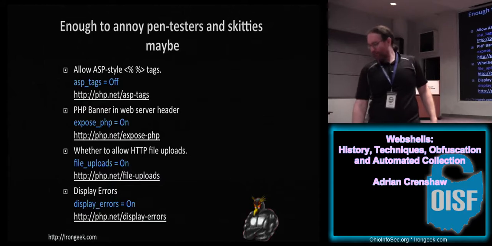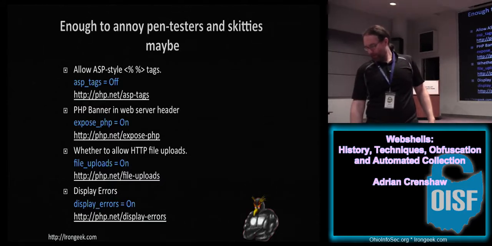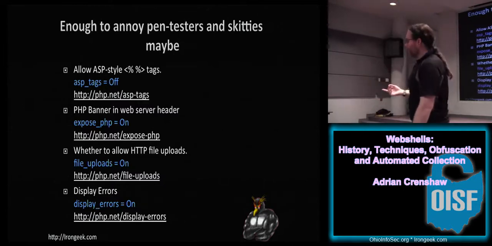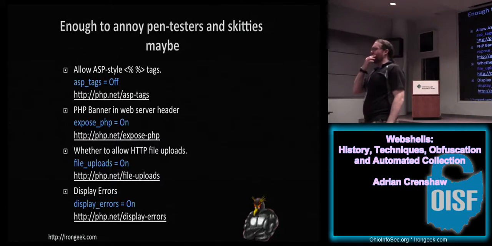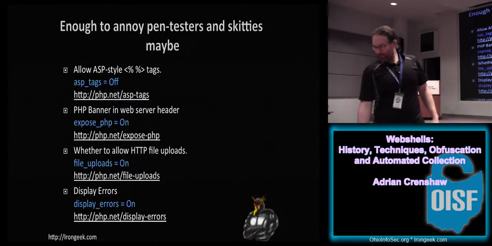You can disallow HTTP file uploads, that might help. And also displaying errors, you can turn that off. If it's on, it allows someone to more easily probe an application, going, oh, that's what's wrong, that file doesn't exist there, or that database doesn't exist. The more information someone has about an application, the easier it is for them to exploit it.